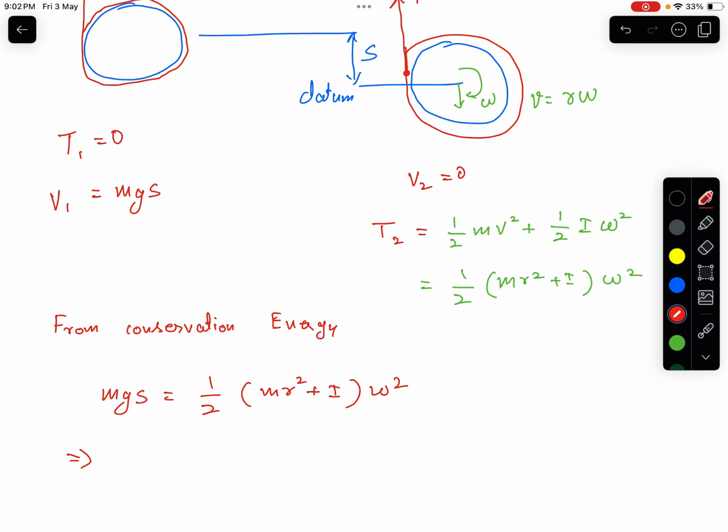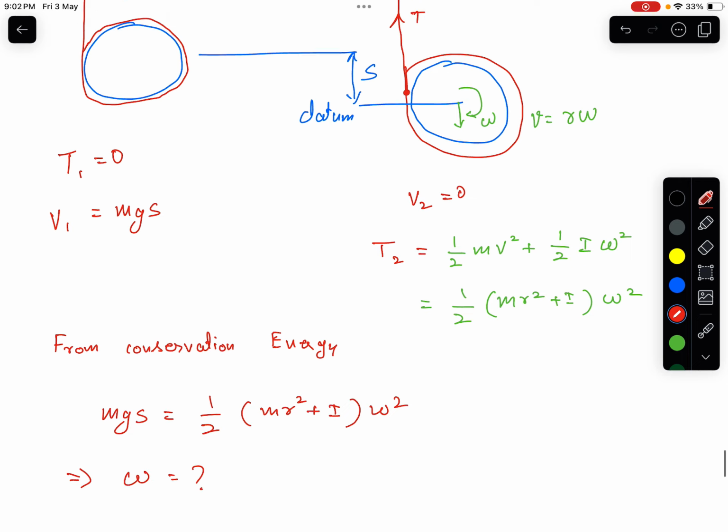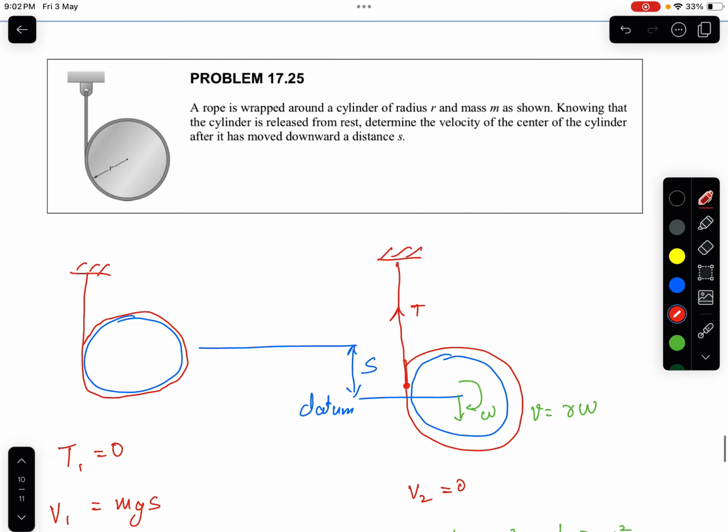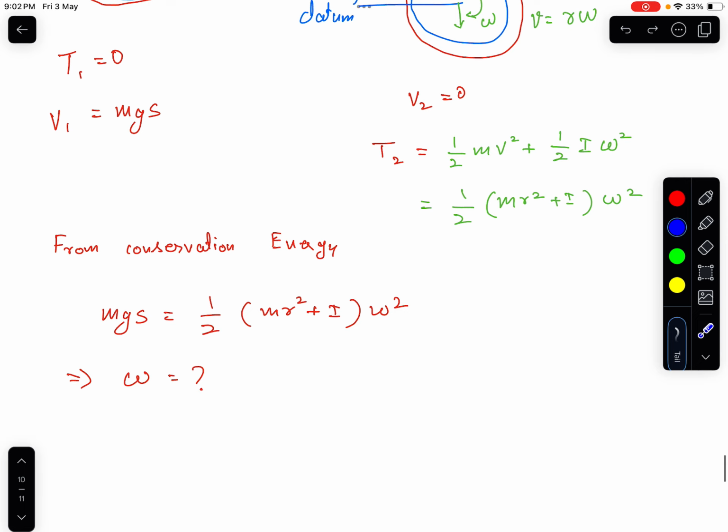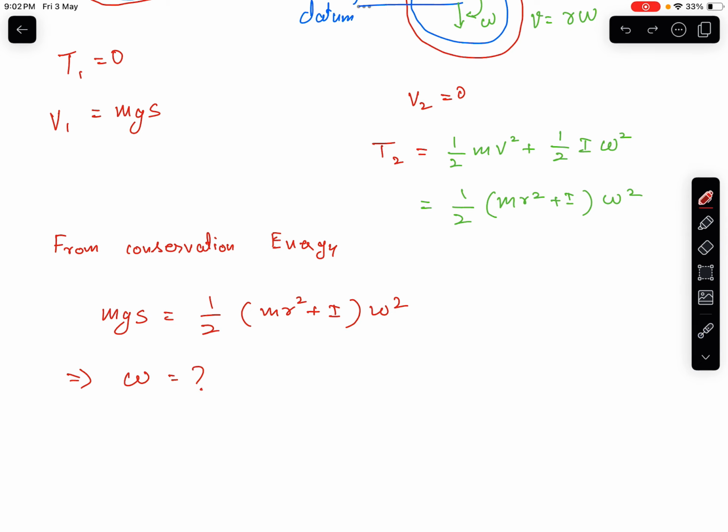So this will provide you omega. I think this is the question. Velocity of the center of the cylinder has been asked, right? So once the angular velocity is known, you can obtain velocity is equal to r times omega. Okay, thank you.